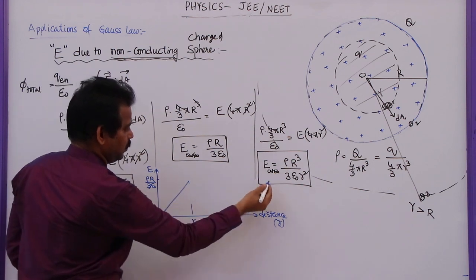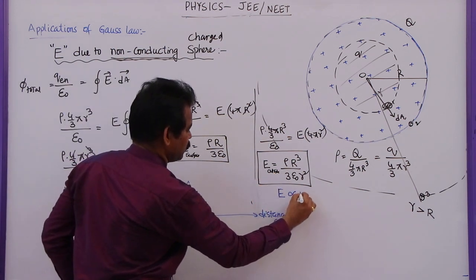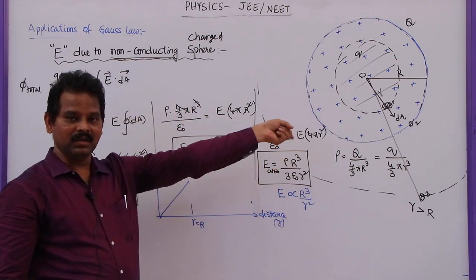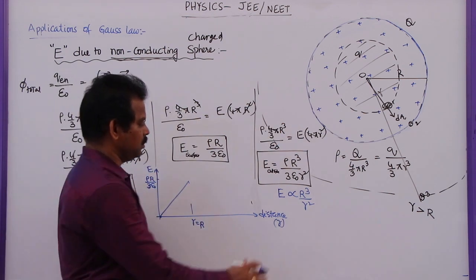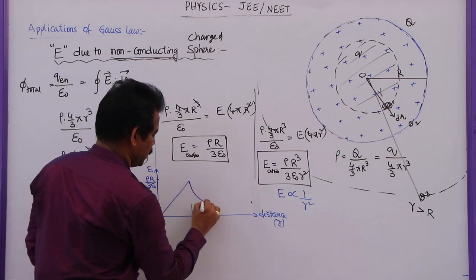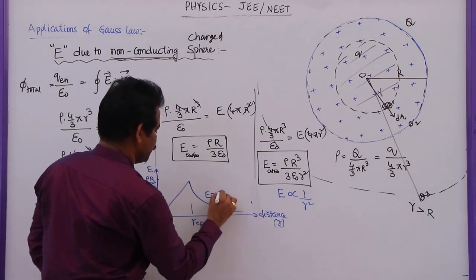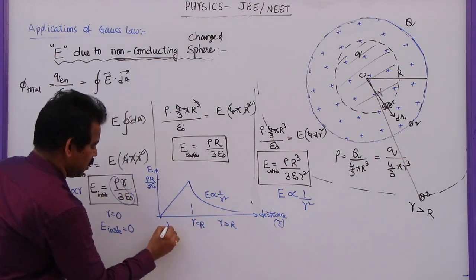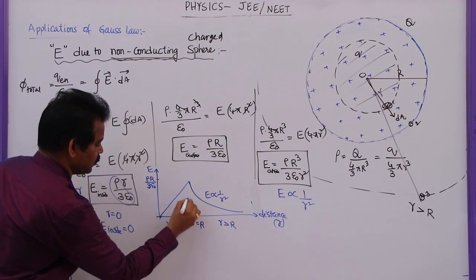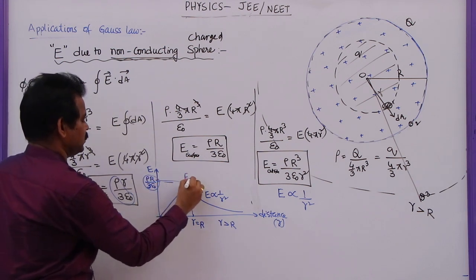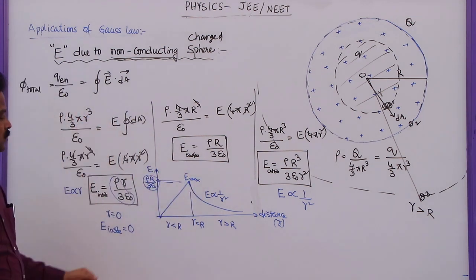After that, the electric field is directly proportional to R cube by small r square, where R is the radius of the charged sphere, which is constant. So I can write this is a constant. So 1 by r square means this is a parabola. So E is inversely proportional to r square when r is greater than capital R. This is r less than capital R. This is on the surface. So what is the maximum value here? The maximum value, that is E max, for a non-conducting charged sphere is rho R by 3 epsilon naught.